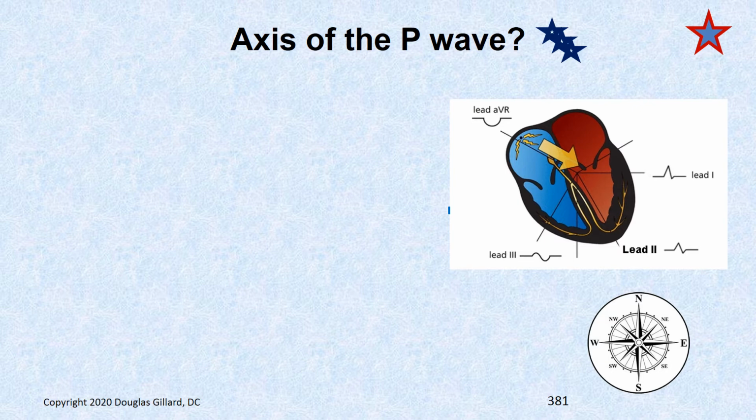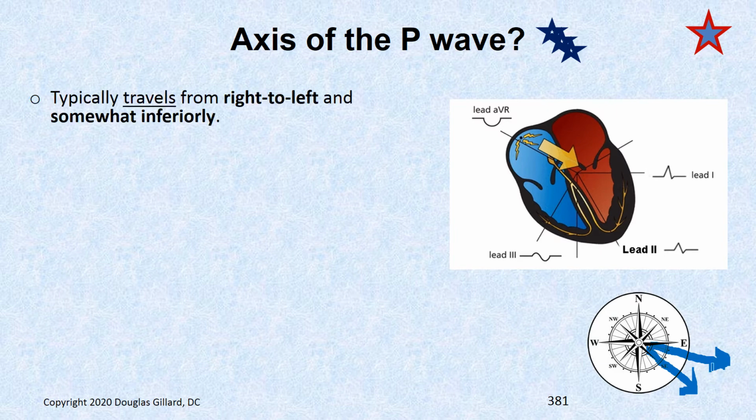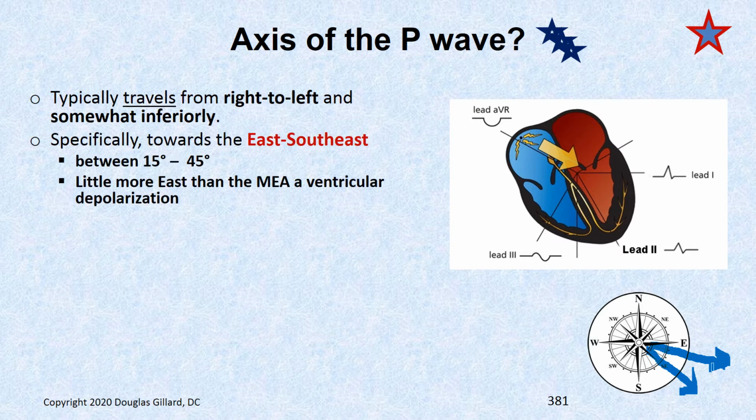Okay, the axis. We're not going to talk much about the axis, but there is an axis. We talked a whole bunch last time about the mean electrical axis of the ventricles, which heads where? Toward the southeast. So the mean electrical axis of the atria also heads to the southeast, but it actually heads a little bit more to the east. So east-southeast is where the mean electrical axis of the atria travels, specifically between 15 and 45 degrees. A little more east than the ventricular mean electrical axis.